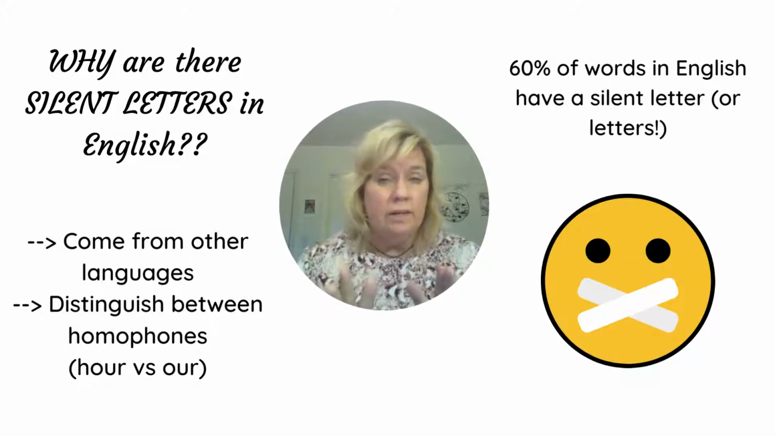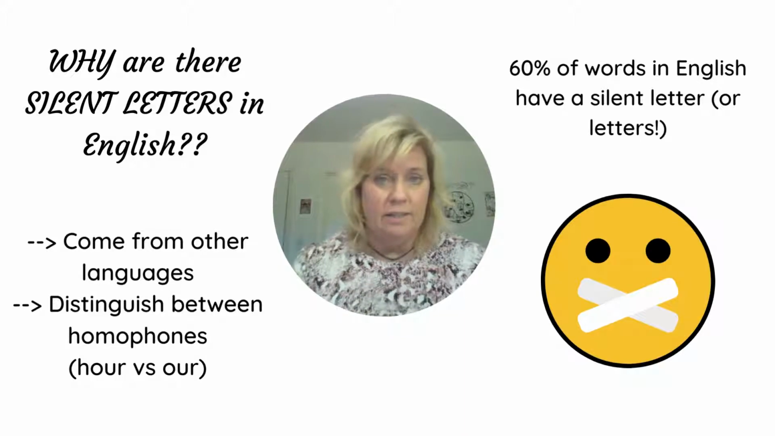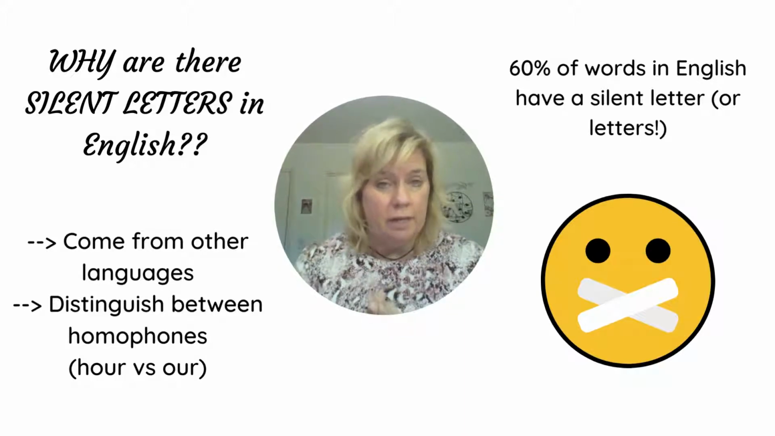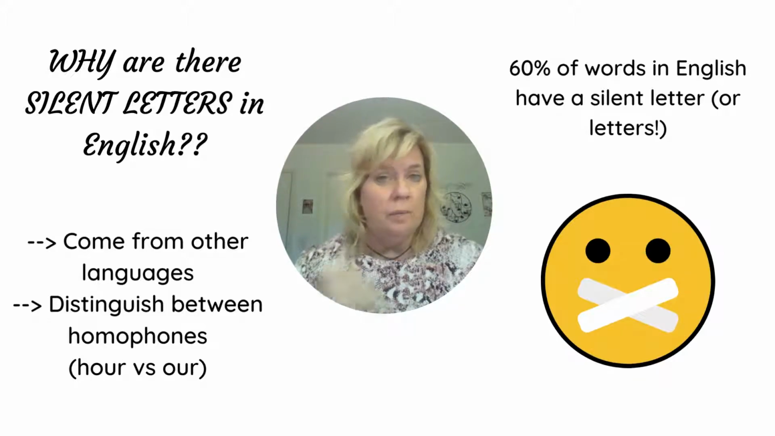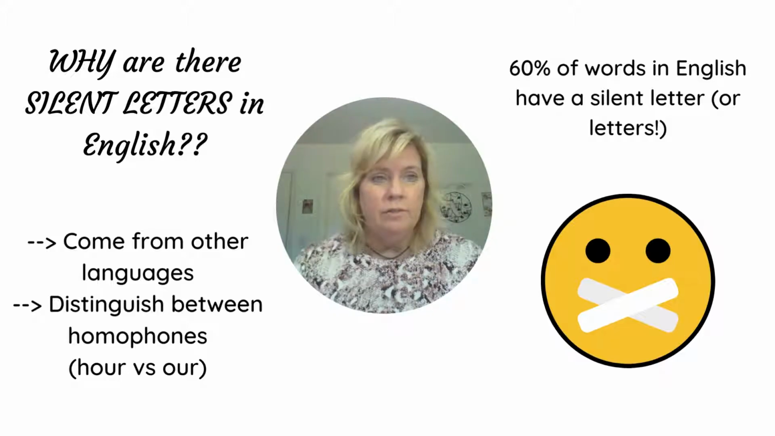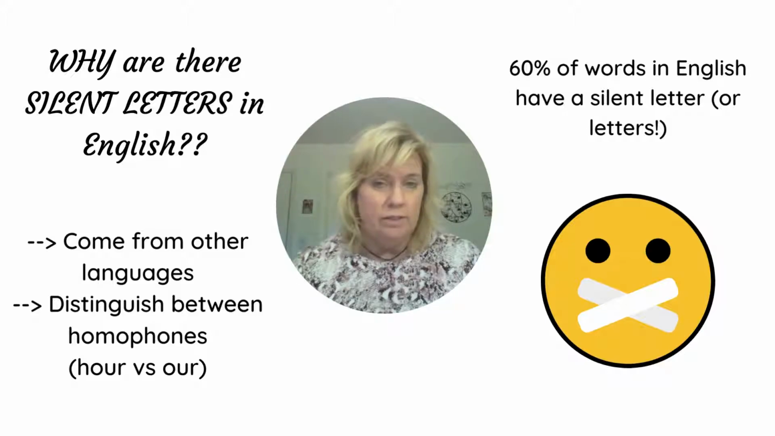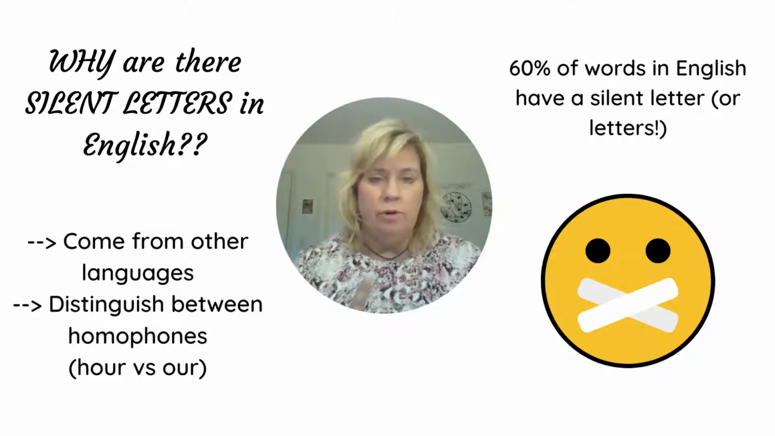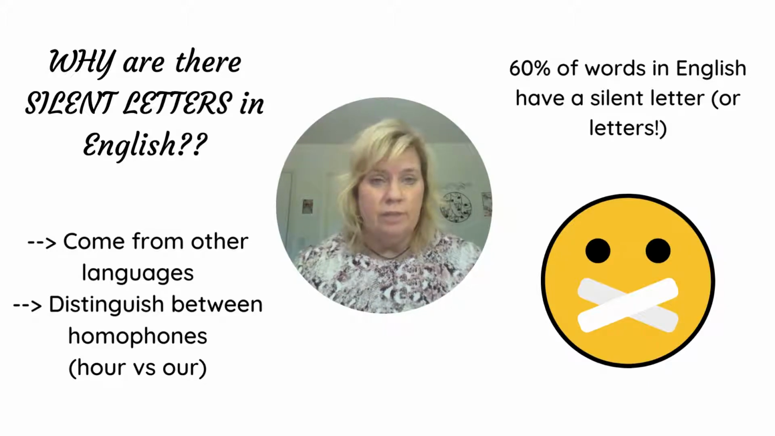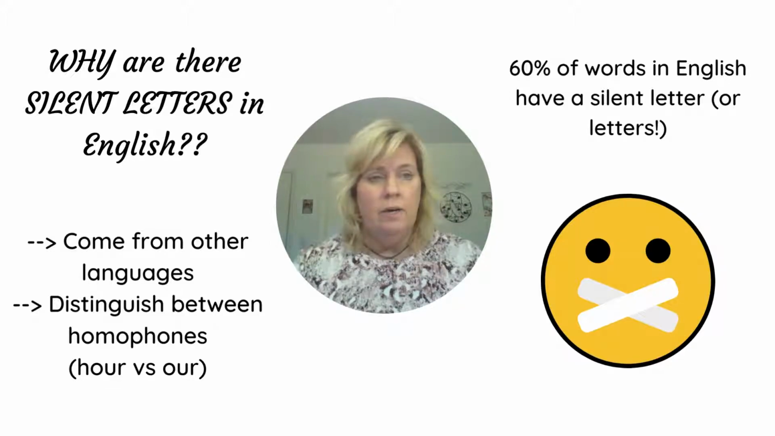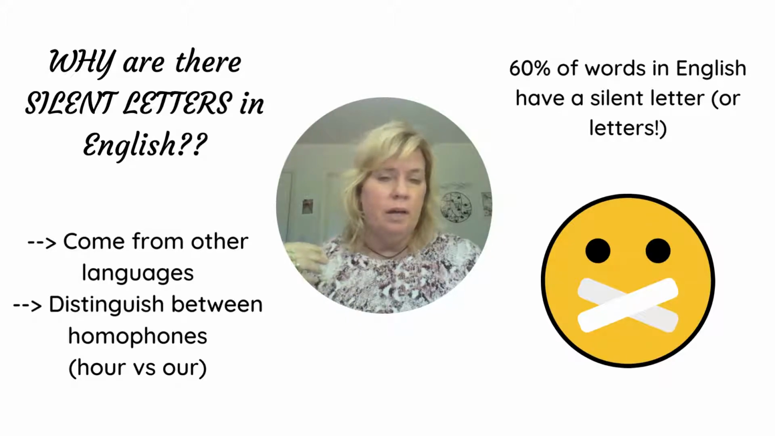There are so many letters in English that are silent. 60% of the words that we have in English have a silent letter. So, what are we to do? We have to understand that a lot of these words came from other languages, like psychology or ballet or tsunami. And so we just have to accept that those words have a silent letter, usually at the beginning or the end. But there are other ones that are good to have because they are a homophone.